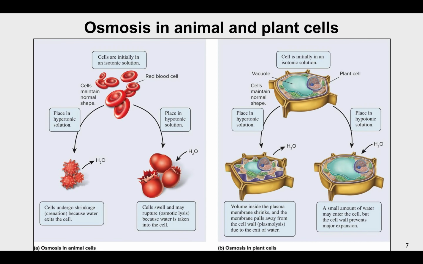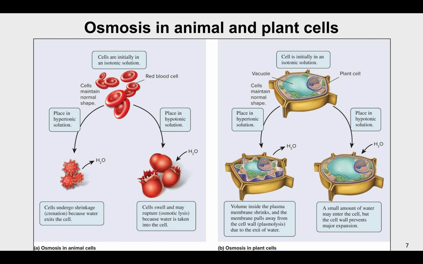Now this makes a huge difference in organisms. If we look at, say, these red blood cells here, if we place them in a hypertonic solution, it's going to cause the water to leave. In a hypertonic solution, there's more solutes on the outside of our cells than the inside. Because there's more solutes on the outside, water is going to move towards that higher solute concentration in order to maintain that equilibrium. This can cause the cells to shrink.